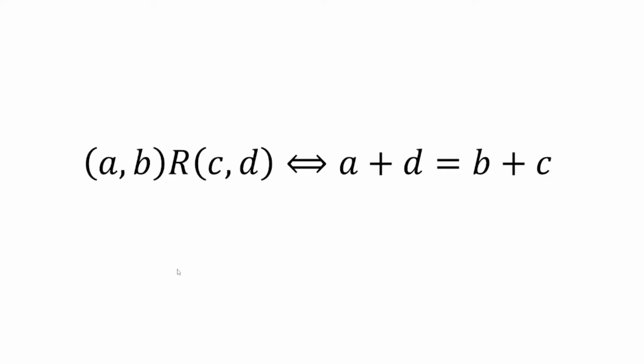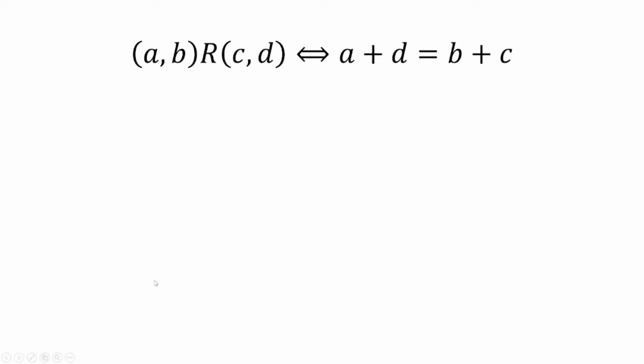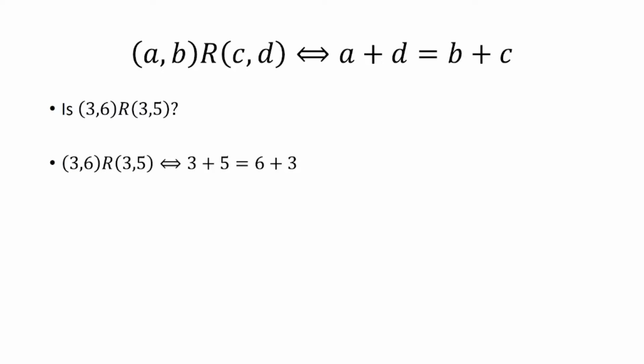In this video, we want to prove whether the following is a relation or not. So first, let's look at a couple examples. Is (3, 6) R (3, 5)? Well, here A is 3, B is 6, C is 3, D is 5. So we plug it into the equation. We see that 3 plus 5 is 8, 6 plus 3 is 9. Those are not equal, so this is not a relation.